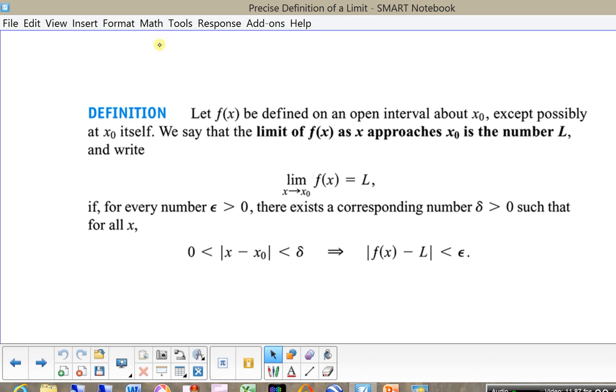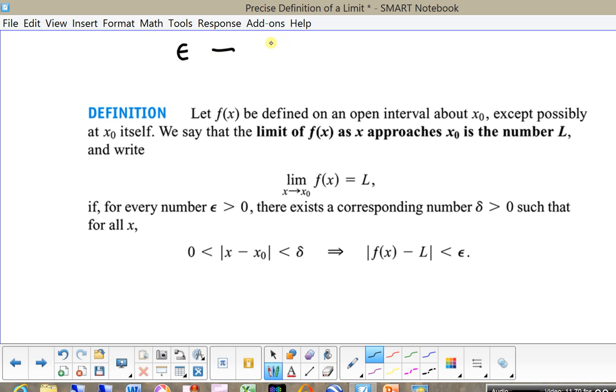First, there is a symbol epsilon. It's a Greek letter epsilon. And then there is the Greek letter delta. And now we're going to get into the definition of a limit.